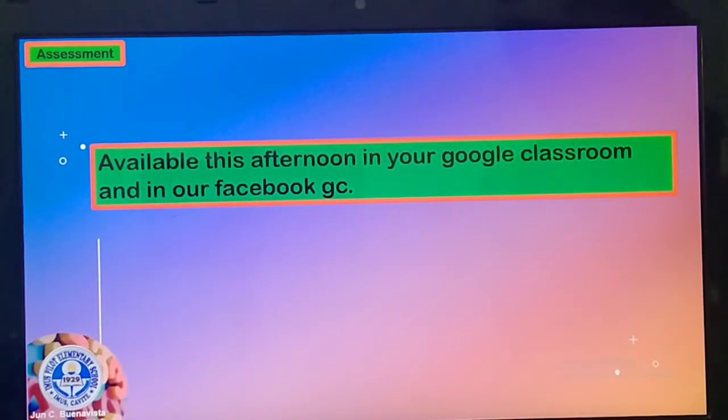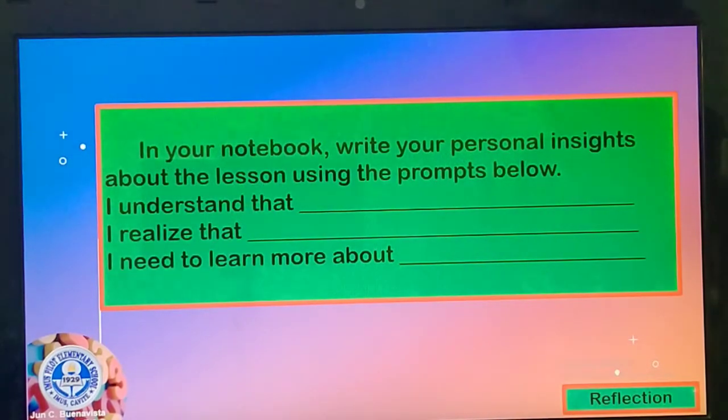If you are done, you are going to answer your quiz or assessment this afternoon, available in your Google Classroom and in our Facebook GC chat. And for your reflection, in your notebook, write your personal insights about the lesson using the prompts below. I understand that. I realize that. I need to learn more about.